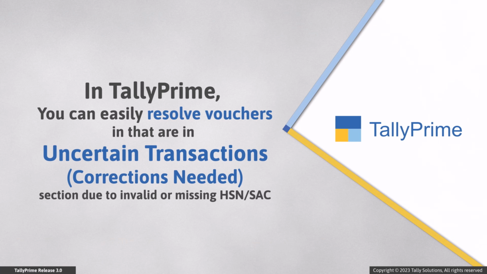As you saw in Tally Prime, it's simple to resolve vouchers in the Uncertain Transactions, Corrections Needed section due to invalid or missing HSN or SAC.